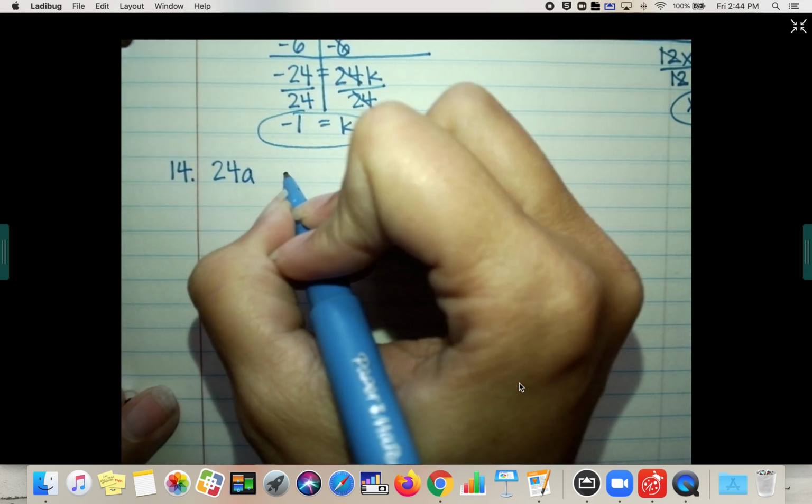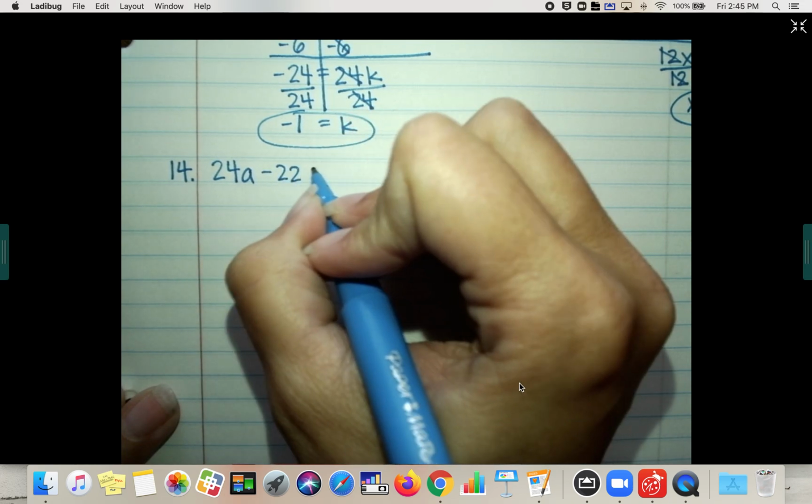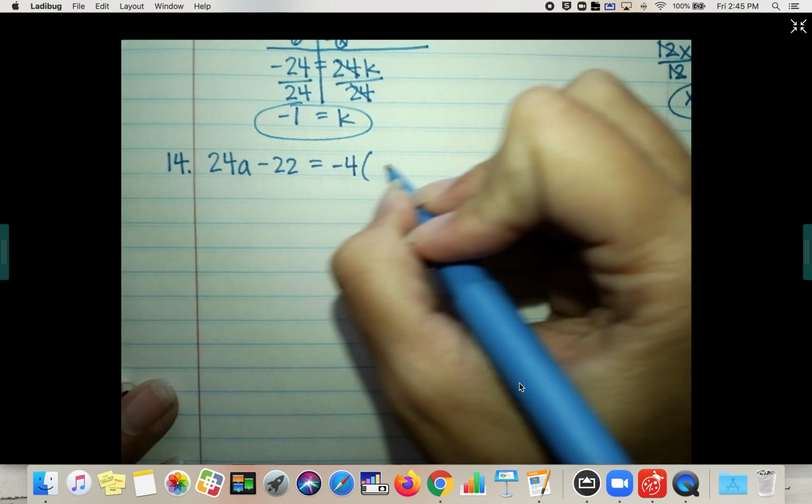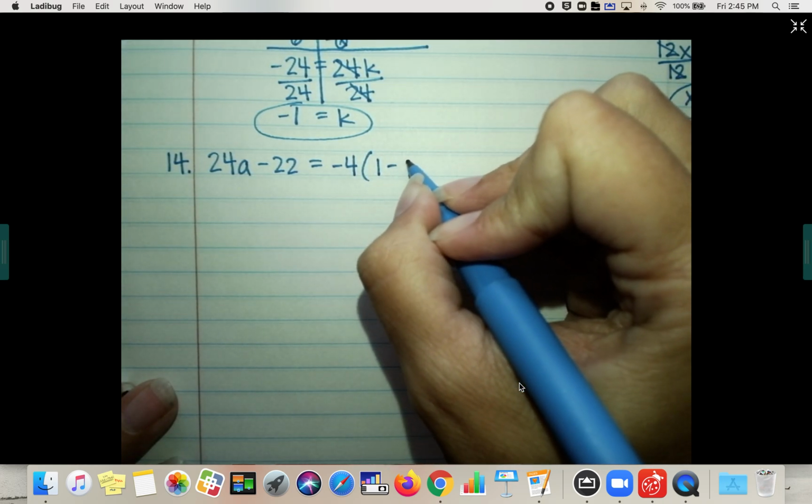24a minus 22 equals negative 4 times the quantity 1 minus 6a.